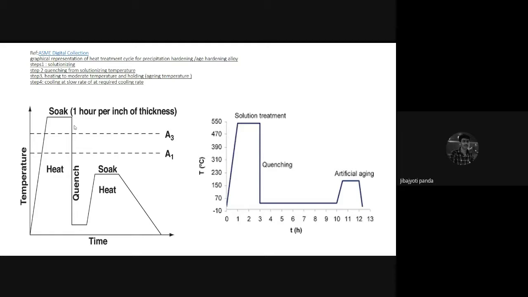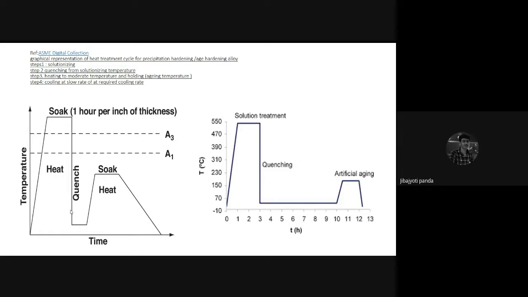You understood now? If you do slow cooling, then diffusion will take place. Carbon will come out of the austenite. But you are not giving any time. The composition of austenite is the same as the composition of this phase which will form. There is no diffusion here. That is why it is supersaturated.